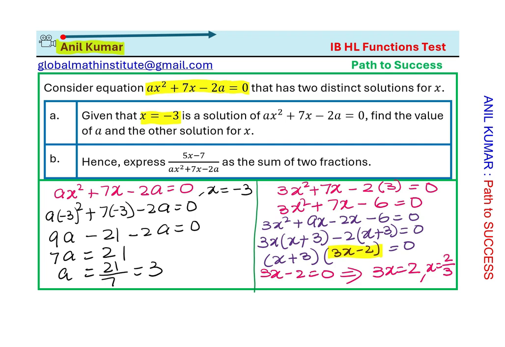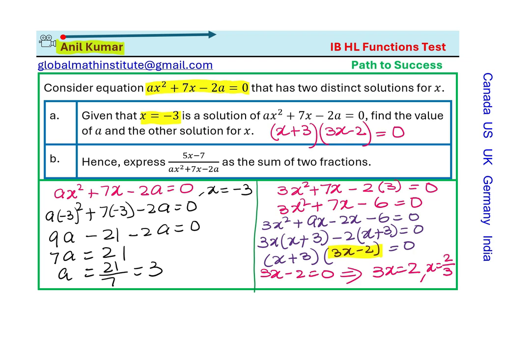Correct? So now what we can do is we can write ax squared plus 7x minus 2a equals to 0 as product of these two factors. One is x plus 3 and the other one is 3x minus 2. So that becomes the equivalent equation for the given one, right? So I hope up till now everything is absolutely clear, right?